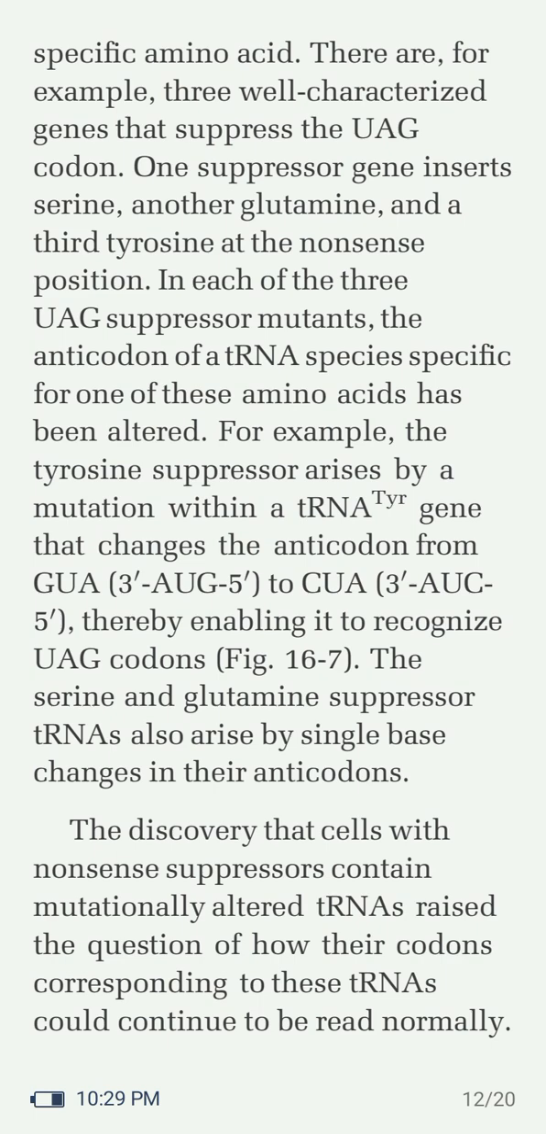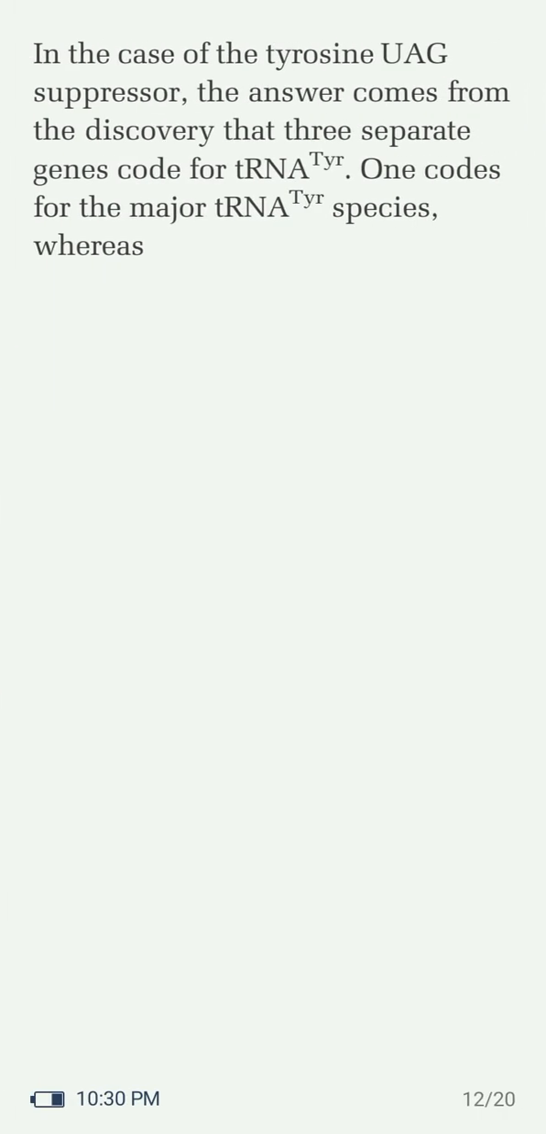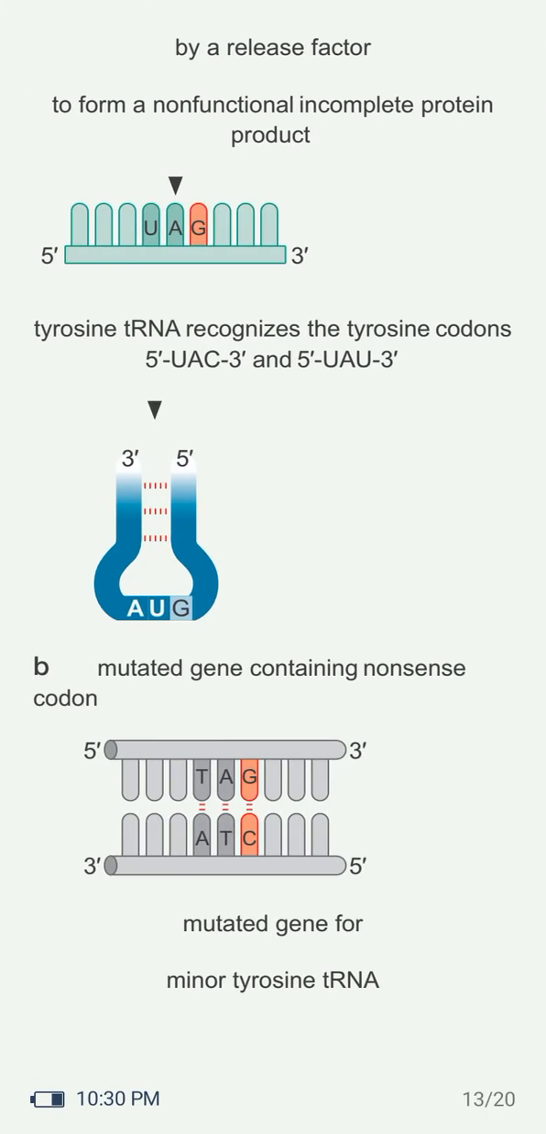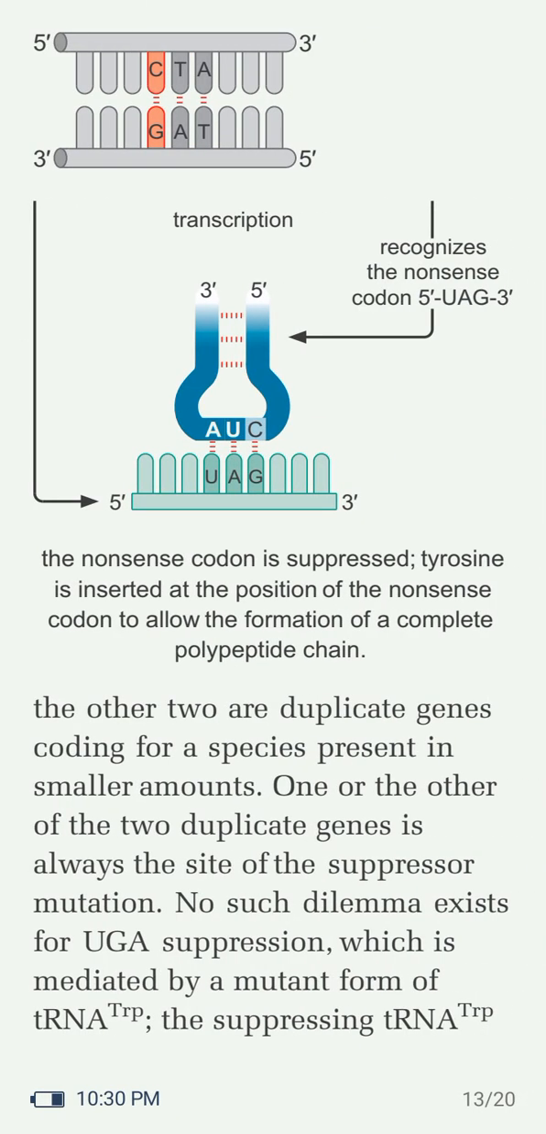The discovery that cells with nonsense suppressors contain mutationally altered tRNAs raised the question of how the codons corresponding to these tRNAs could continue to be read normally. In the case of the tyrosine UAG suppressor, the answer comes from the genes coding for tRNA TYR. One codes for the major tRNA TYR species, whereas the other two are duplicate genes coding for species present in smaller amounts. One or the other of the two duplicate genes is always the site of the suppressor mutation.